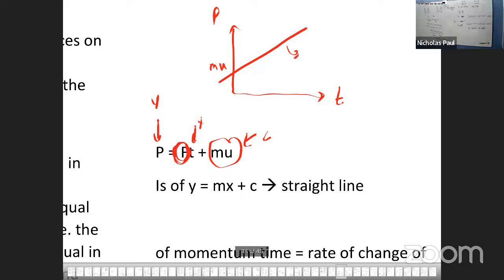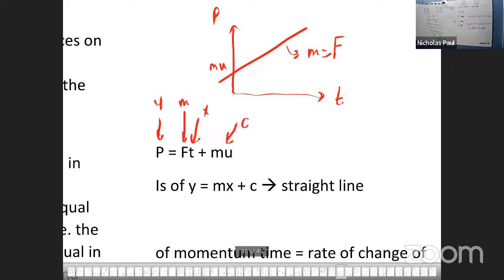So the gradient is your force. This is your y-axis. This is the x-axis. This is your gradient. This is your y-intercept. So it's important that if you get a momentum versus time graph, you know what the gradient and the y-intercept will give you. This came in a multiple choice.